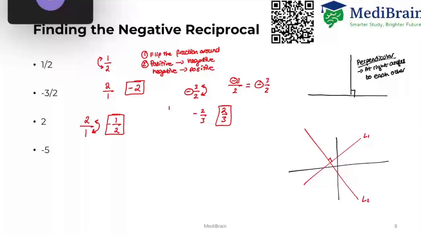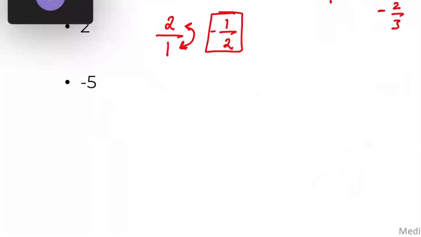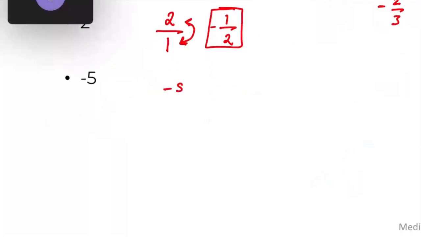Okay, so if I go through it, I'm seeing a lot of correct answers. So we've got minus 5. Minus 5 by itself is just minus 5 over 1. All we're going to do is switch around the numerator and the denominator. Now it becomes minus 1 over 5, because we've just switched them around. And because it was negative, we get rid of that negative and change it to positive. So it's just a fifth.